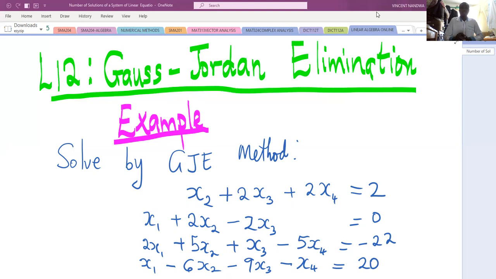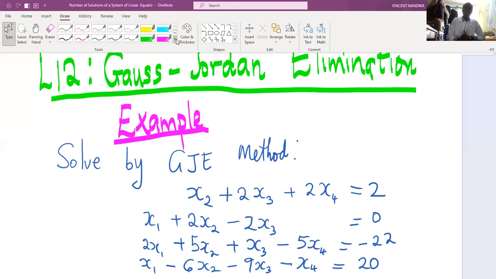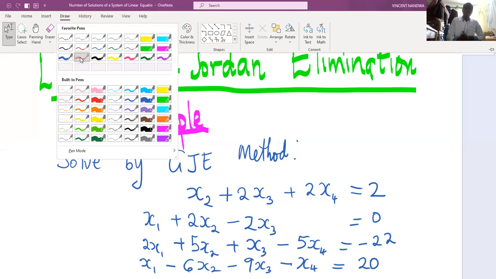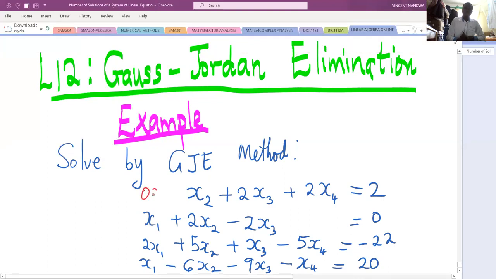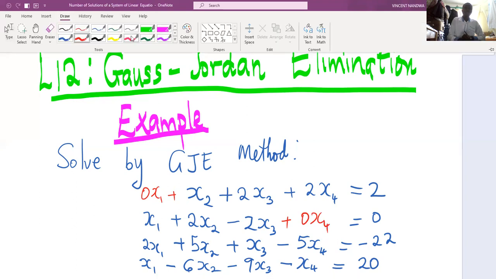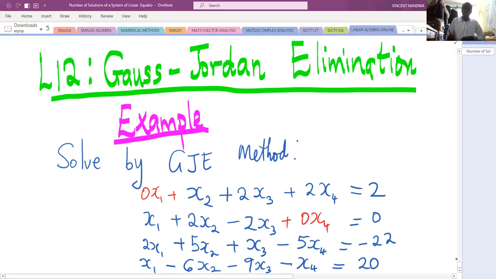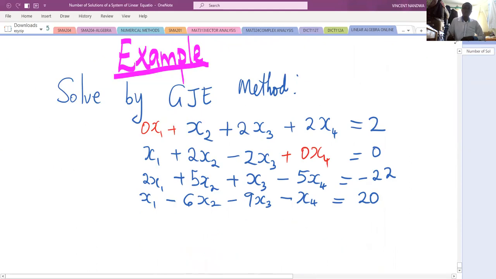So the first step, you have to ensure that each equation has all the variables under consideration. Therefore, we fill these spaces with 0 x1, and in this space 0 x4, so that we have an easier way of rewriting our system in augmented form.